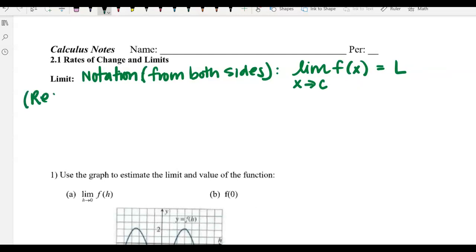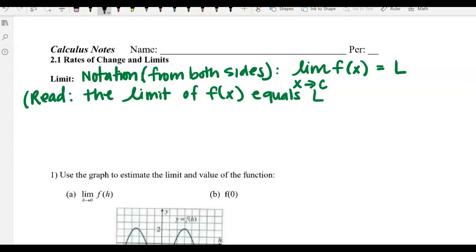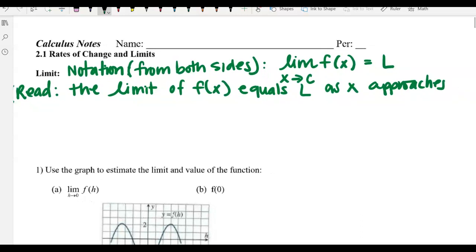And I'm gonna write how we read it. So this is read: the limit over f of x equals L as x approaches c. Okay, that's how we read that.